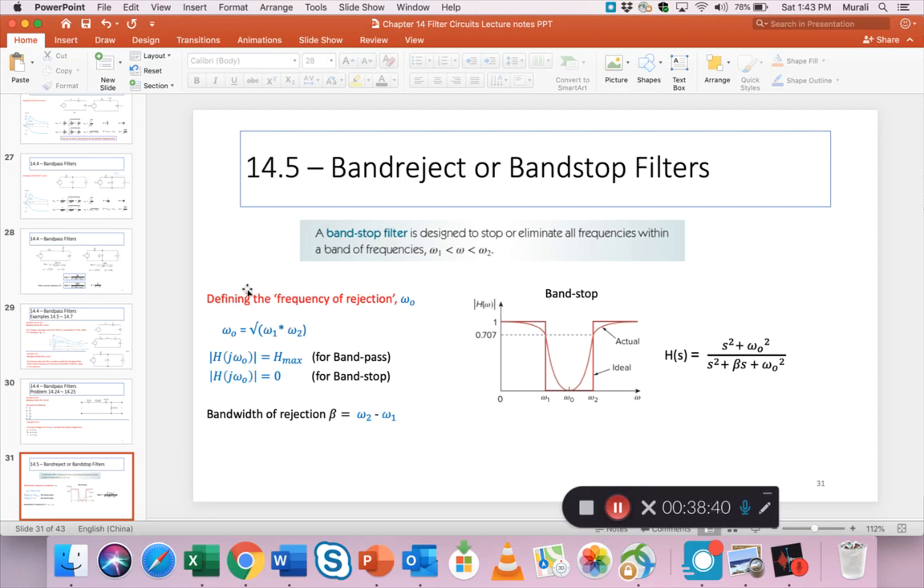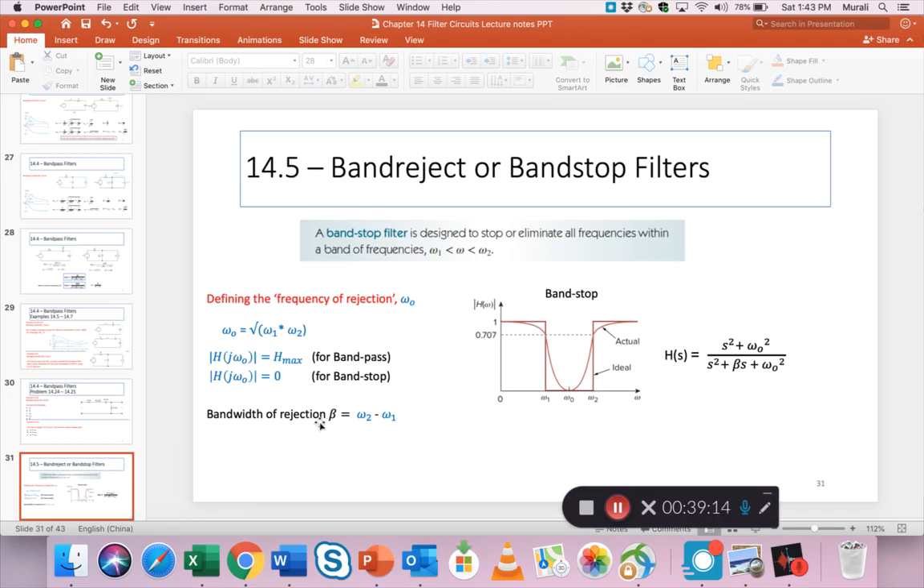Okay, so define this: it's actually called the frequency of rejection, this omega 0 in the middle. It's the center frequency. Sometimes they still call it center frequency, so don't get confused. But some books like to be a little more fancy and they call it frequency of rejection. But it's still omega 0. Most of the formulas are the same. Here you can see the magnitude of H(j omega) at that frequency is 0 for band stop.